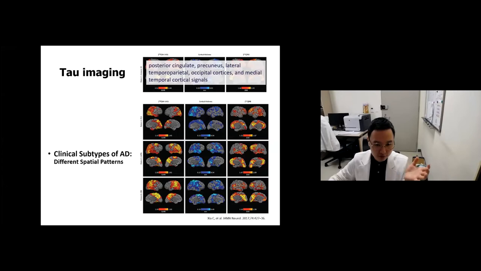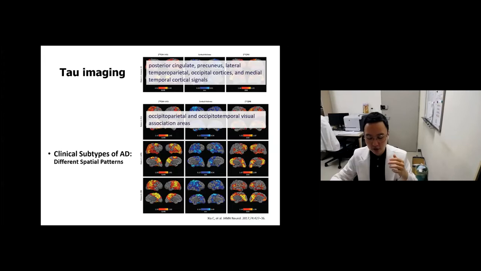However, in atypical Alzheimer's disease, tau PET has a different spatial distribution associated with the clinical symptoms. For instance, in a PCA patient, which is posterior cortical atrophy, tau uptake was more prominent in the occipital parietal and occipital temporal visual association areas. The magnitude of cortical atrophy was also strongly correlated with the magnitude of the tau imaging, but this atrophy was not related to the PiB imaging, which is similar to results from previous studies.